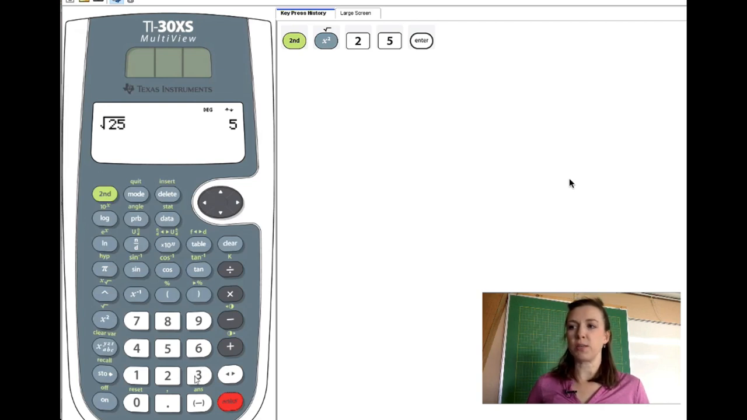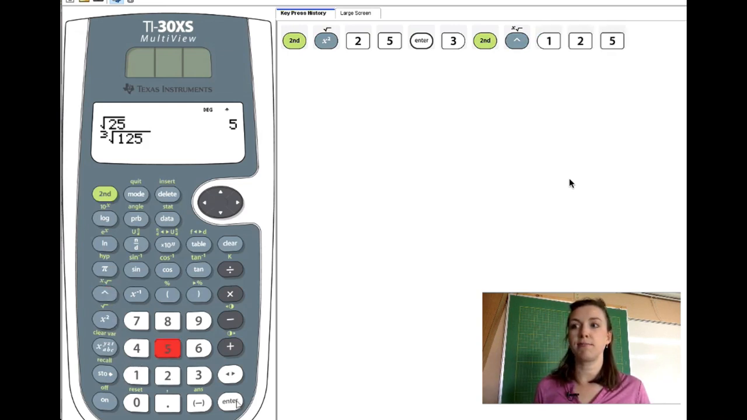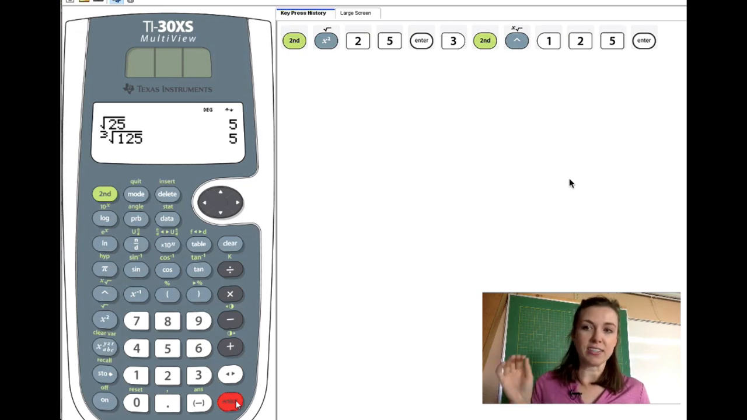So what I'm going to do is hit 3 and then second, bring it right in there. And now I've got the 3 with a little square root, but it's a cubed root of 125. Do you know what that is? It's 5! 5 times 5 times 5 is 125. And you could put any number in there in place of the 3, okay?